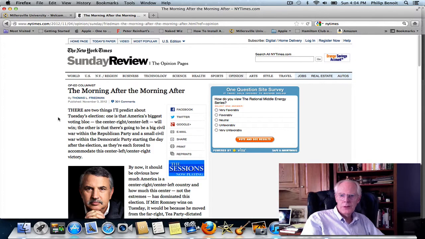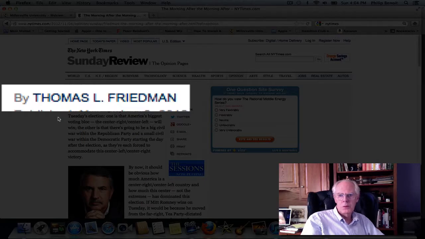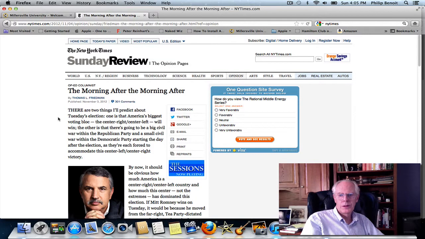And in this case, it's Thomas L. Friedman, one of the foremost columnists writing today, and he writes for the New York Times. In this instance, we're looking at his column for the Sunday before the 2012 elections. While we're recording, we don't know how those elections will come out. They will take place in a few days, and then we will know.